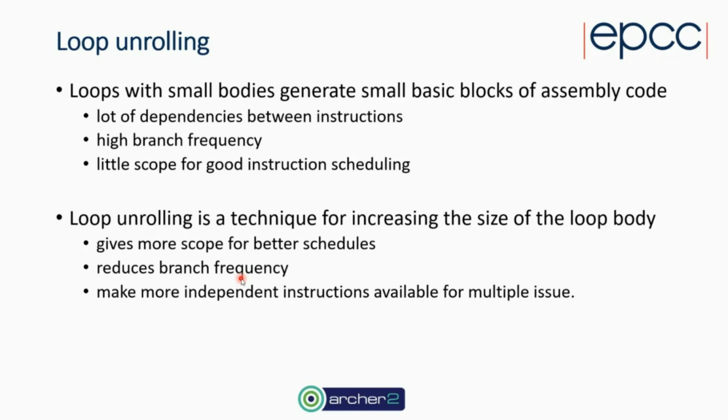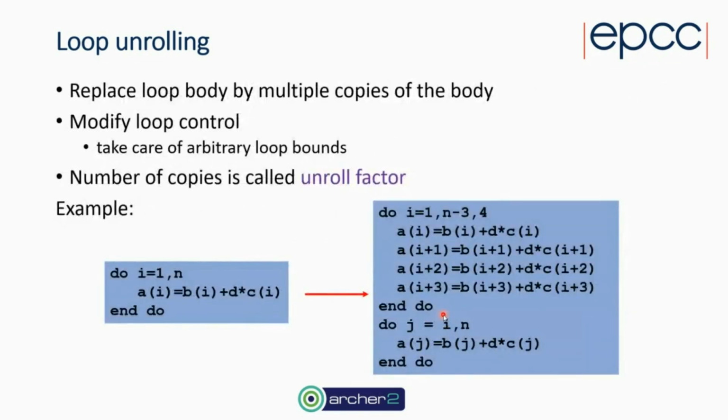So by unrolling the loop, by say doing 4 iterations of a loop at once, we can then reduce that bookkeeping overhead by a factor of 4. And that means we get much better performance through our loops. It gives more scope for scheduling instructions and for scheduling the integer instructions alongside the floating point ones. It reduces the number of times you have to check whether the loop is finished. And it makes more independent instructions for multiple issue for superscalar processors.